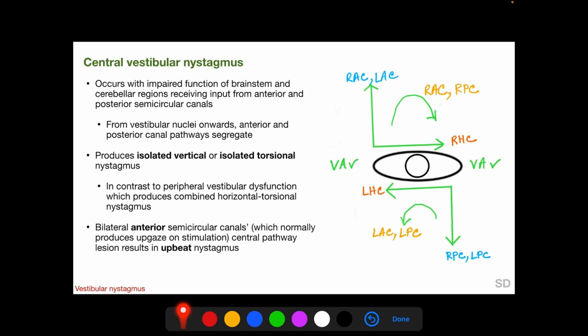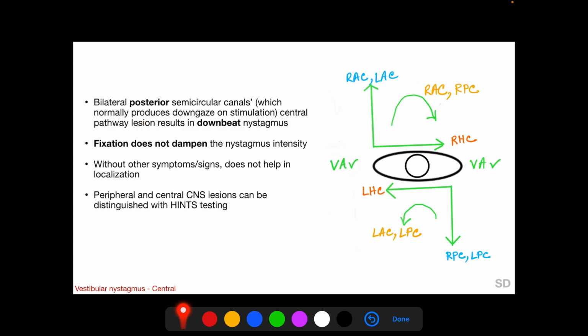And after the anterior and the posterior canal pathways segregate, lesions of the central pathway of the anterior semicircular canals result in upbeat nystagmus, and lesions of the central pathway of the posterior semicircular canal result in downbeat nystagmus. Fixation does not dampen the nystagmus intensity in case of central vestibular nystagmus.